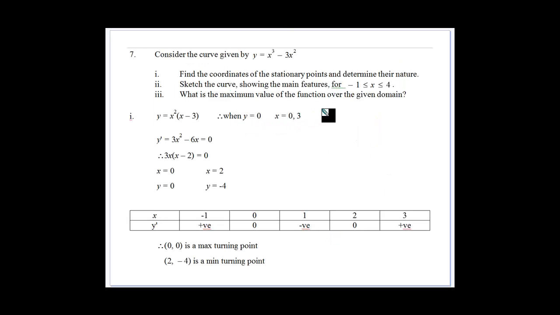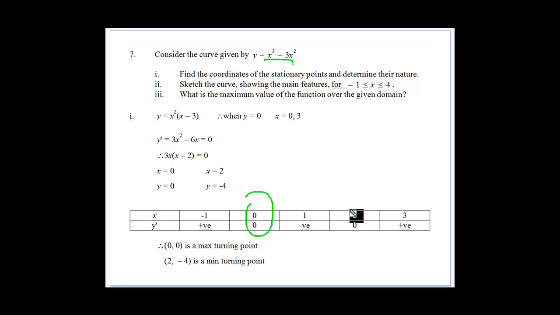In question 7 here, we've got to find the coordinates of the stationary points and determine their nature. So we know what we need to do. We need to get our derivative. We also want to set that equal to 0. Find our value of x. So that one will give us x is equal to 0. That will give us x is equal to 2. We sub it back into the equation there to get our y values. And then test the derivative on either side.